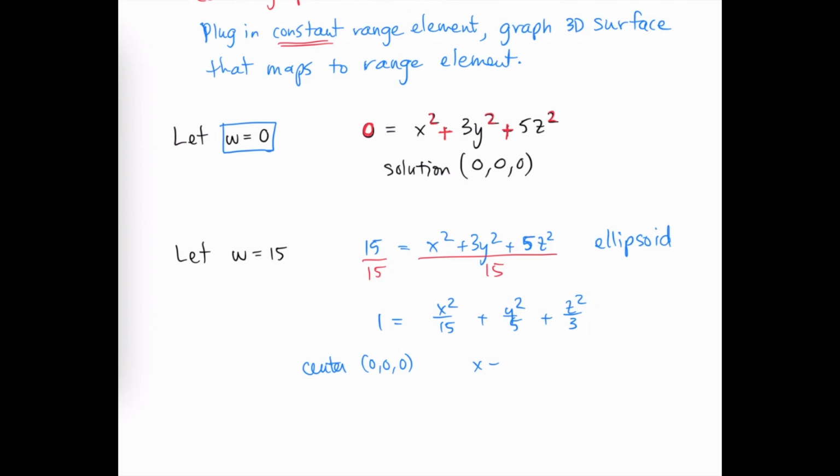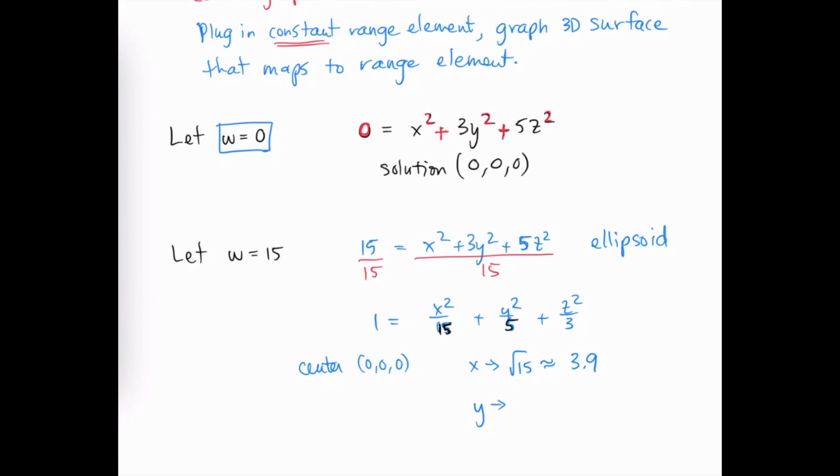And in the direction of x, we're going to be traveling the square root of the number that's underneath the x coordinate here. So that's the square root of 15, which is approximately equal to 3.9. In the direction of y, we're going to be traveling the square root of the number that's underneath the y value in the equation. So that'll be the square root of 5, which is approximately equal to 2.2. And in the direction of z, we'll be traveling the square root of 3, which is approximately equal to 1.7.